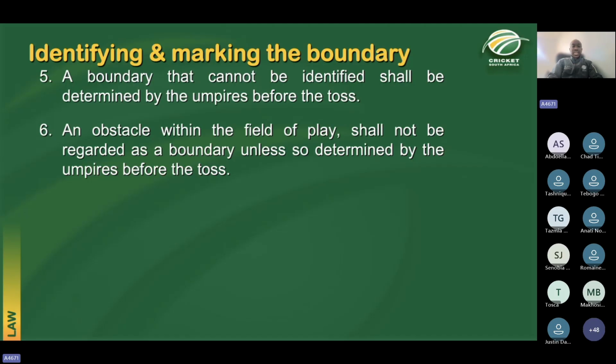An obstacle within the field of play shall not be regarded as a boundary unless so determined by the umpires before the toss. In lecture number 1 last week, we spoke about if your field has got a set of rugby poles or a set of soccer poles or even a tree inside the boundary, what do you do when the ball hits those rugby poles, soccer poles, or the tree inside the boundary?